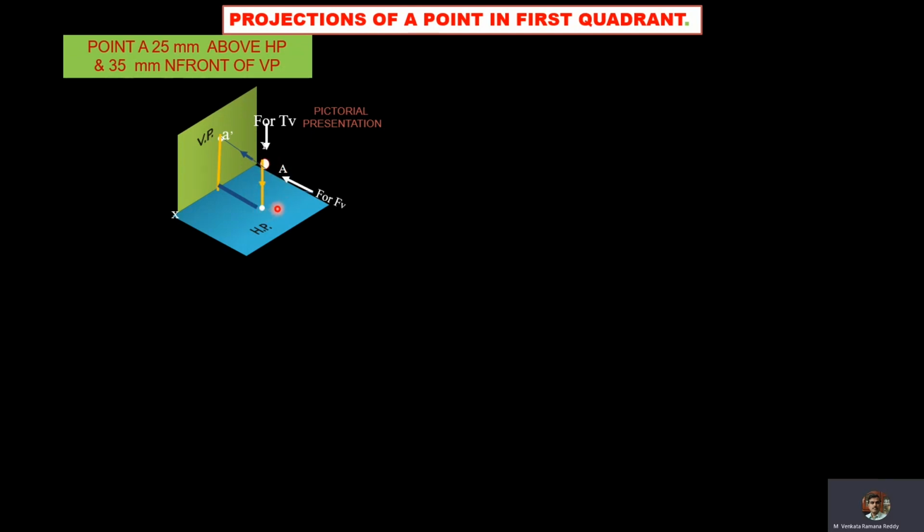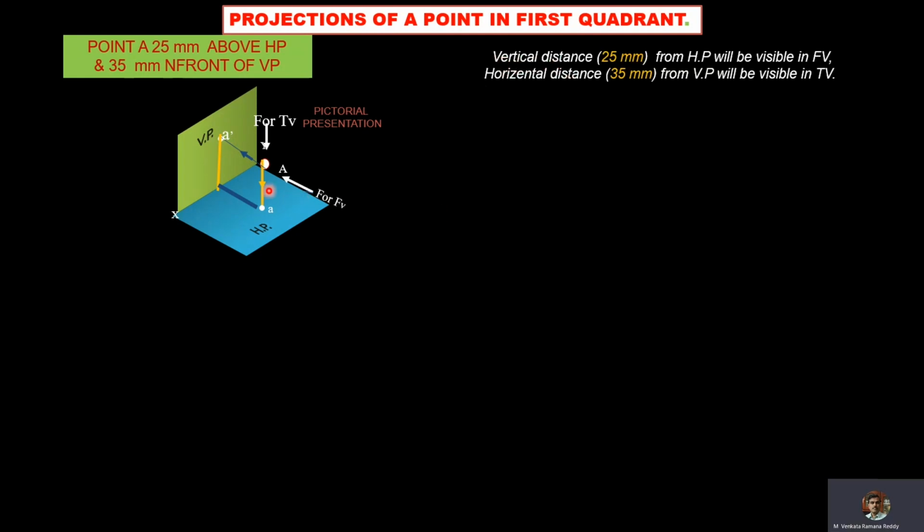So this point is A. A is the top view, A dash is the front view. Here, in the case of front view, we'll see the vertical distance, and in the case of top view, we'll see the horizontal distance.